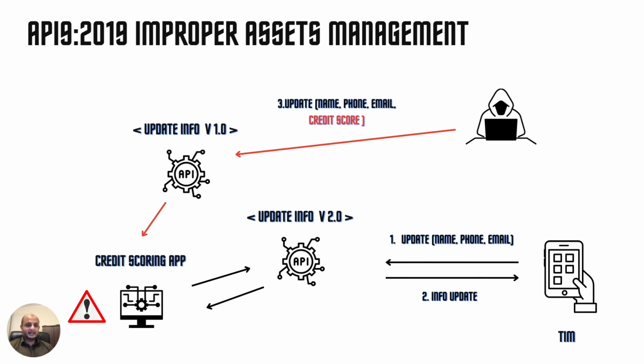So the attacker, all he has to do is find this API, okay? And he sends name, phone, email, and the credit score. And he just updates this app. So your new API is all secure. Your old API is still present. Why would you think somebody would do this?